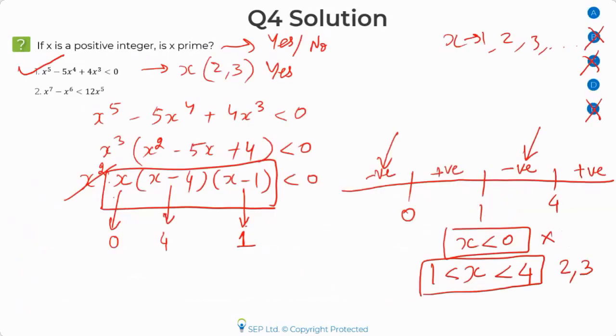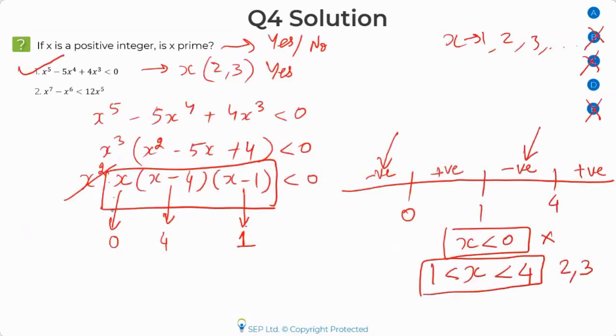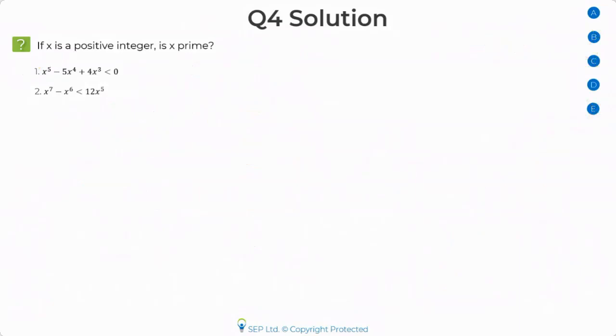All right, guys, let's move forward. Let's understand whether statement 2 is sufficient or not. Wait, guys, let me go to that next slide. Yeah. So let's now focus on statement 2. If I look at the statement, it can be written like this. I can take 12x to the power 5 on the left. This question, I would say, is about a 700 level question for sure.